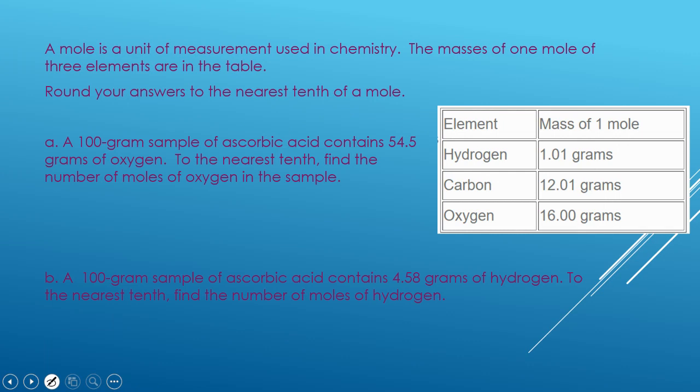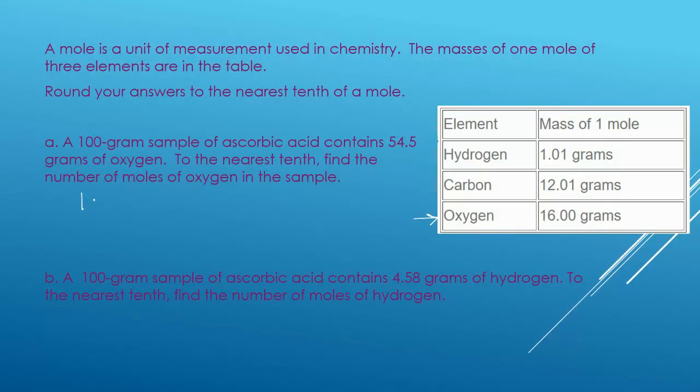A mole is a unit of measurement used in chemistry. Masses of 1 mole of 3 elements are in the table. So you can see here we've got the mass of a mole of hydrogen, of carbon, and of oxygen. We're going to be rounding our answers to the nearest tenth. So first off, we have a 100-gram sample of ascorbic acid that contains 54.5 grams of oxygen. I'm talking about oxygen here. To the nearest tenth, find the number of moles of oxygen in the sample.